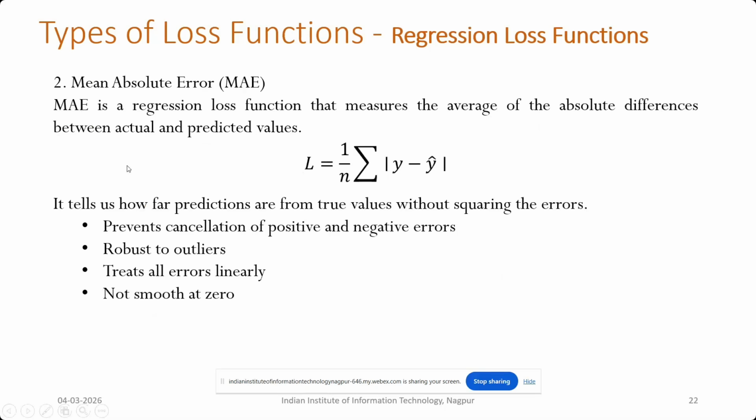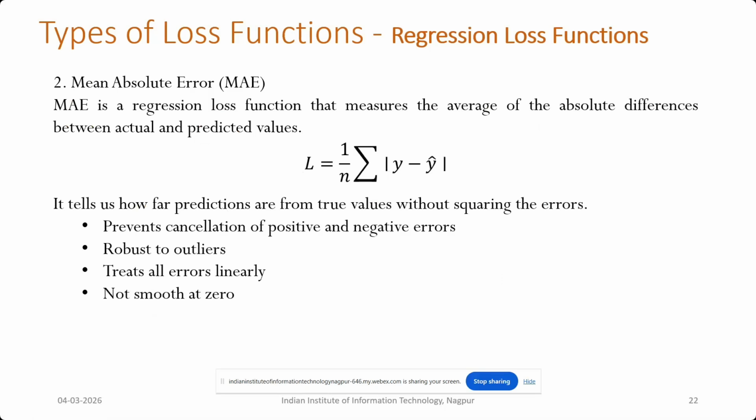The other one is the mean absolute error. The mean absolute error is a regression loss that measures the average of absolute differences between the actual and predicted values. Here, we have considered the absolute difference between the actual value and the predicted value. So it tells us how far the predictions are from the true value without squaring the errors.